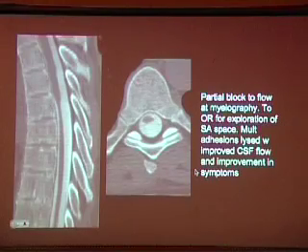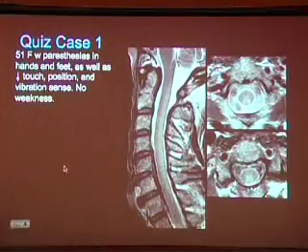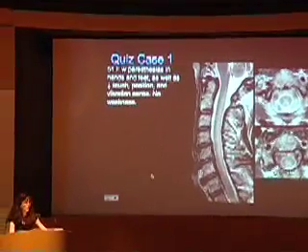So it is important to think about processes of the subarachnoid space because you may be able to go in there and do something. You can't always. Okay, we're done. Two quiz cases. This is your opportunity to shine, all right?